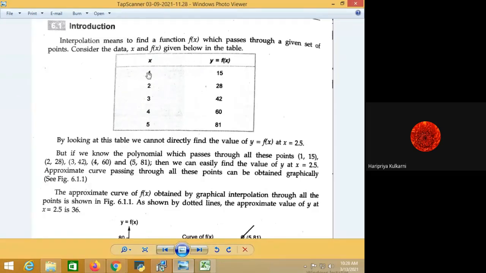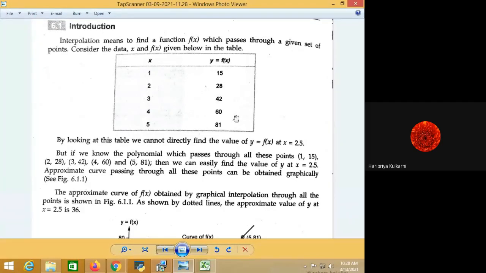For example, we have 5 data points, the value of x, and the corresponding value of a function is given to us. For example, when x equals 1, the function corresponds to 15. Let us say the function is y equals f of x, so it corresponds to 15. At 2 it is 28, at 3 it is 42, at 4 it is 60, and at 5 it is 81. So these points are known to us.